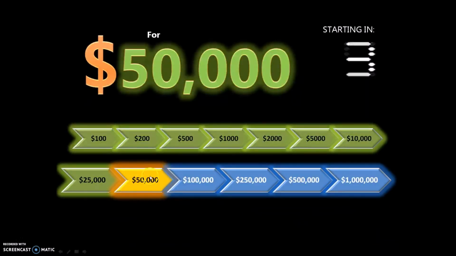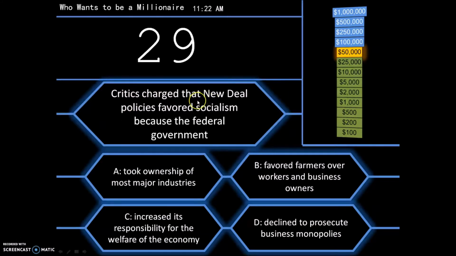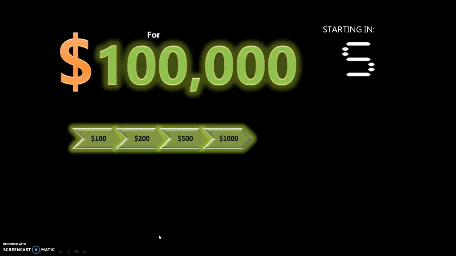All right, let's look at the next question worth $50,000. Critics charged that New Deal policies favored socialism because the federal government A. took ownership of most major industries. B. Favored farmers over workers and business owners. C. Increased its responsibility for the welfare of the economy. D. Declined to prosecute business monopolies. And our answer is, can you guess? It's C. This one is actually related to the previous question.